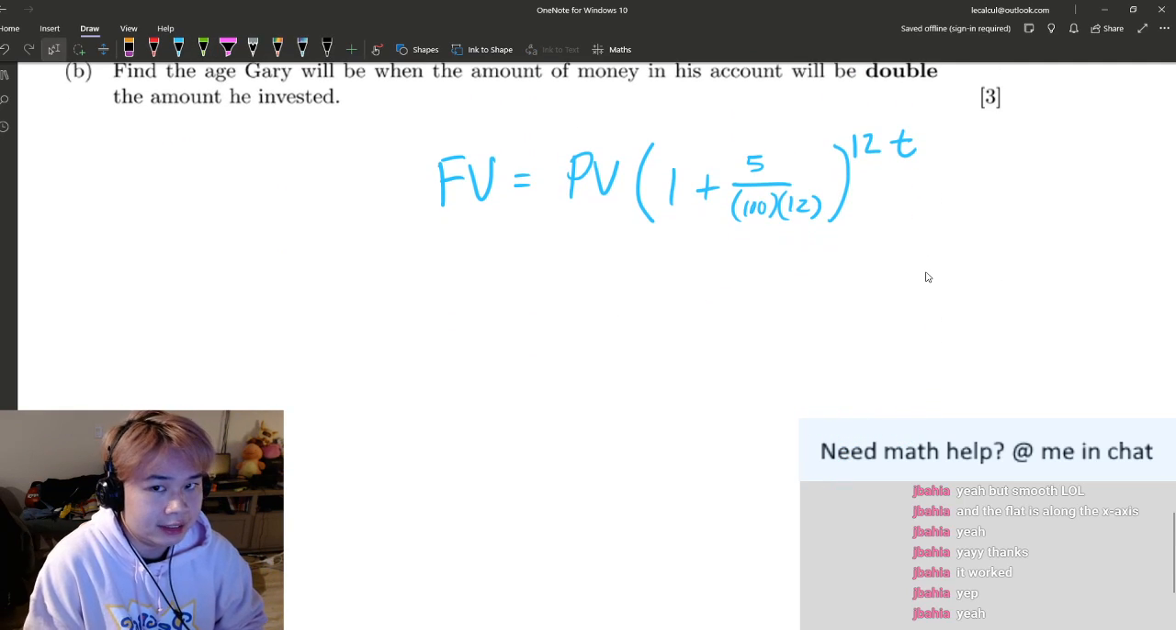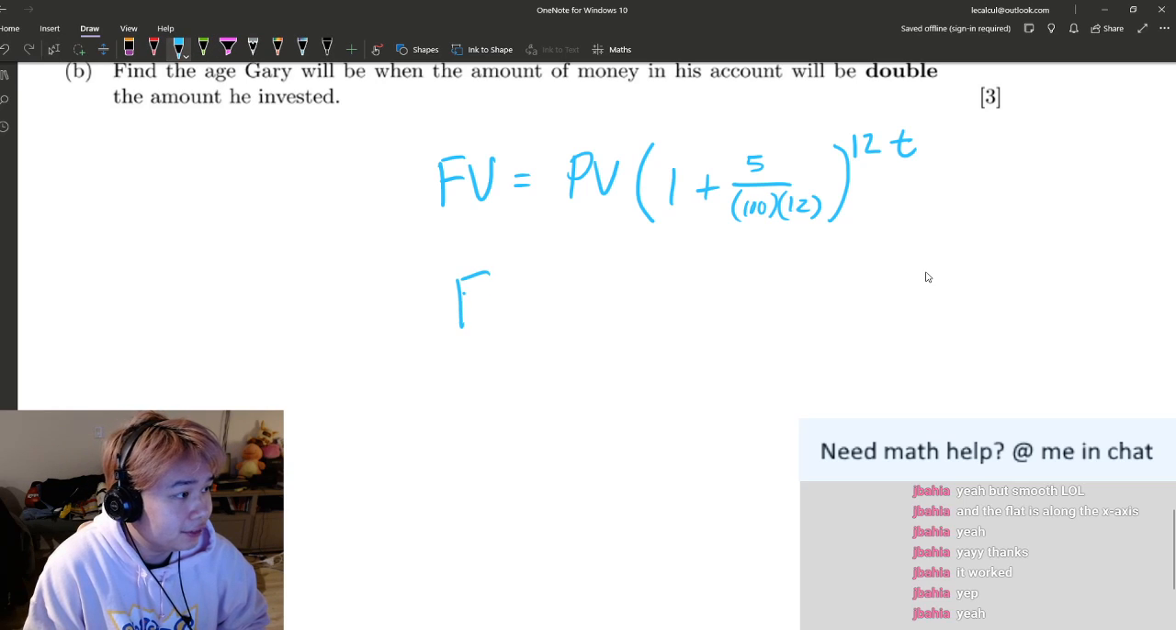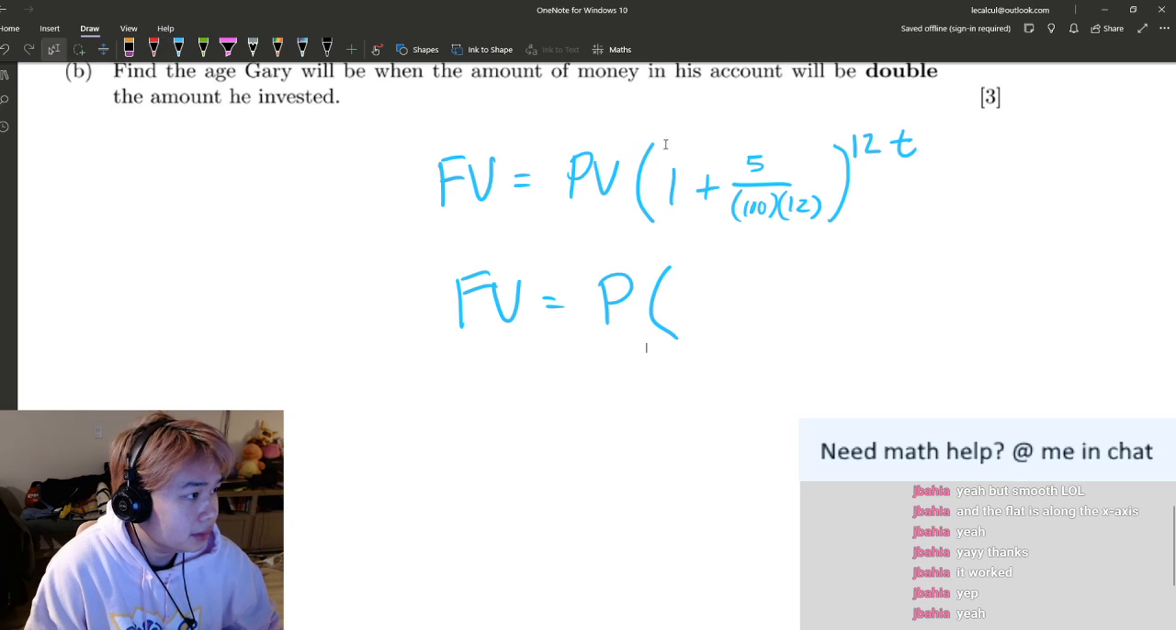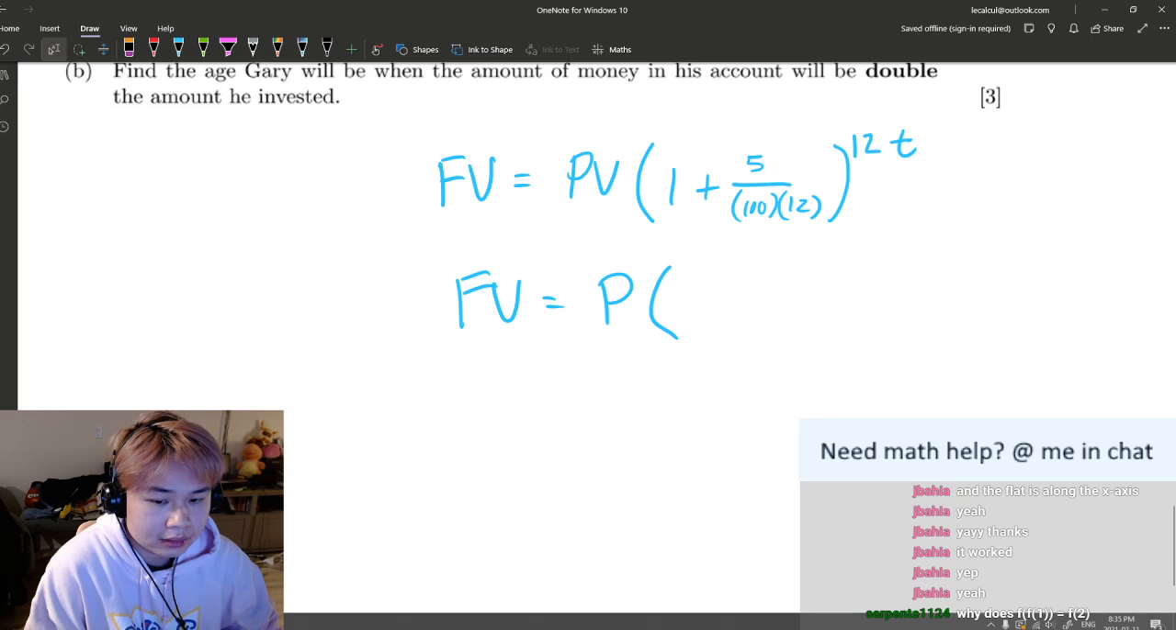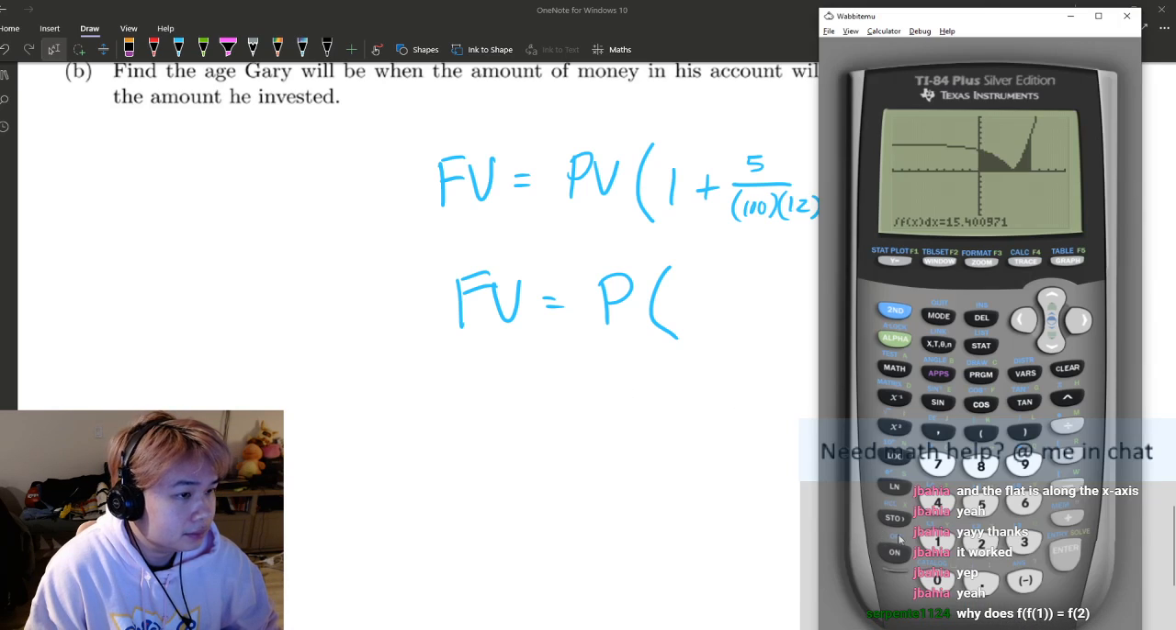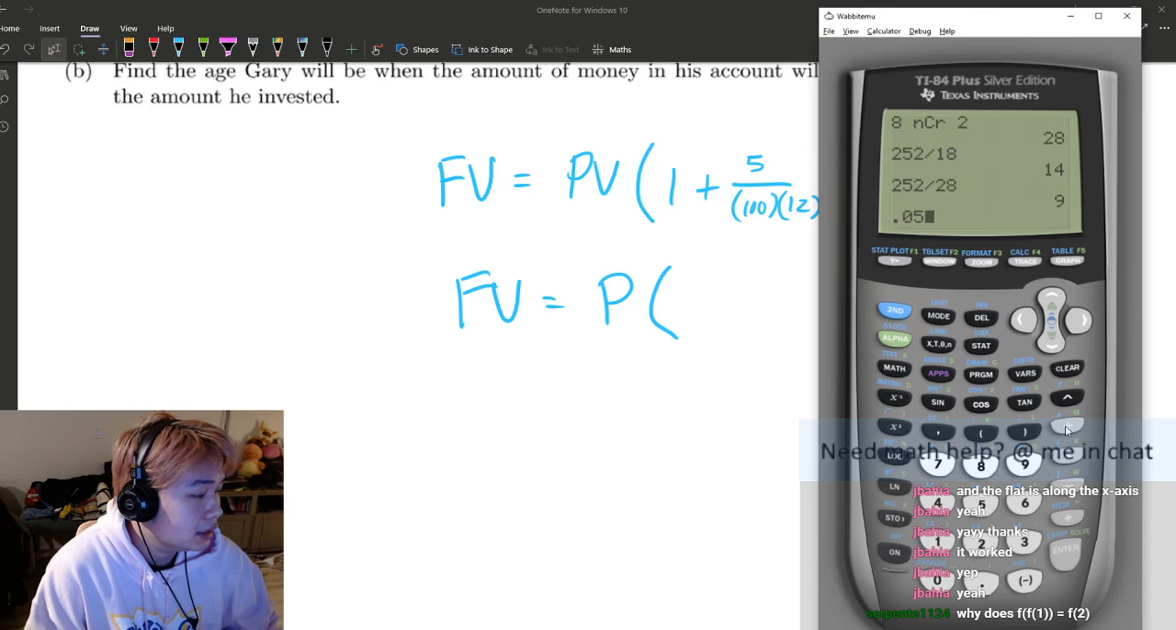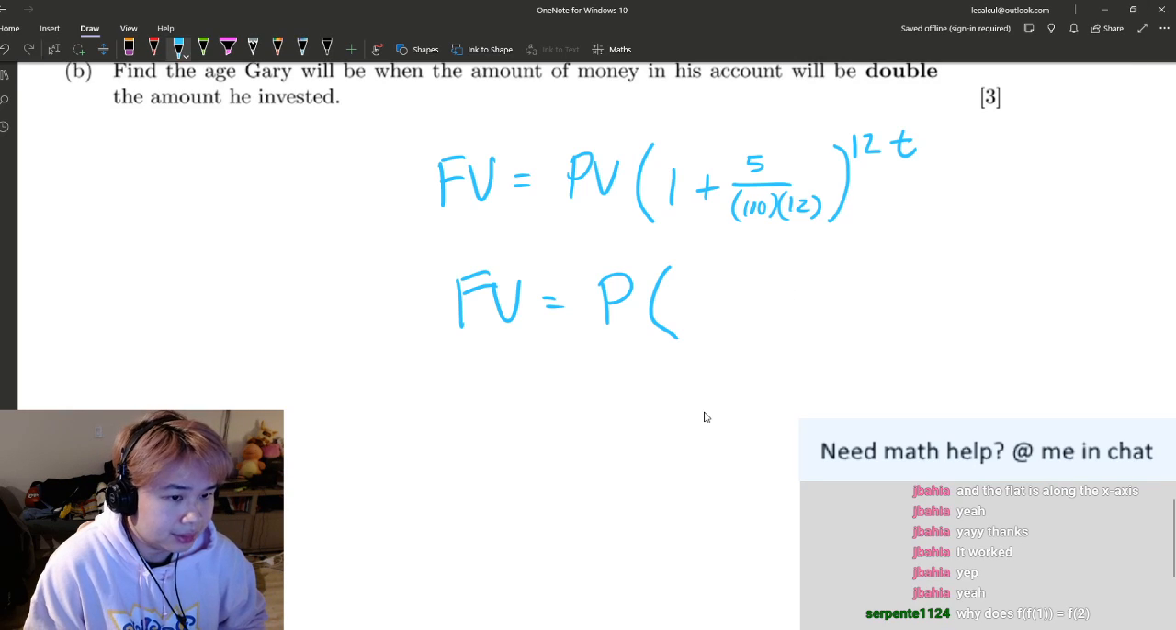Okay, so after 1 year, my future value is P dollars. And then I guess I can put this all in a calculator. So I'll deal with this part first. So 0.5, which is 5 divided by 100, divided by 12 plus 1. So that's that decimal. And so we have this decimal.